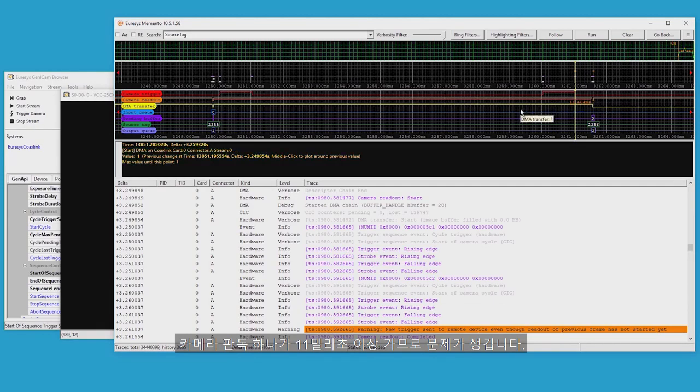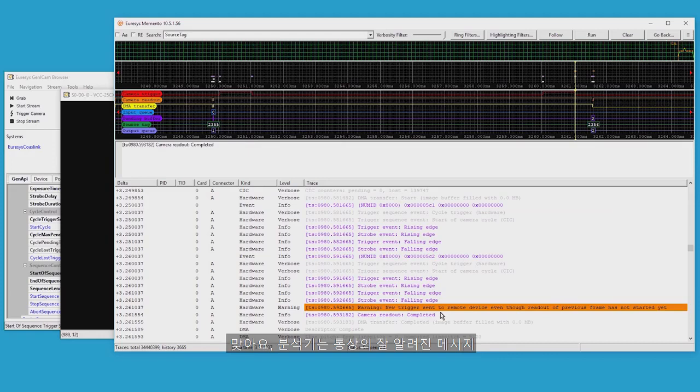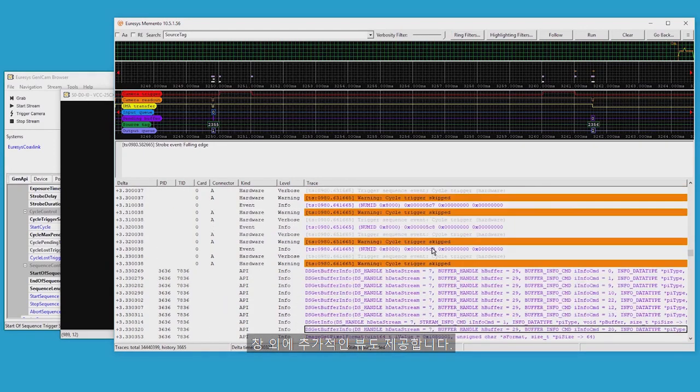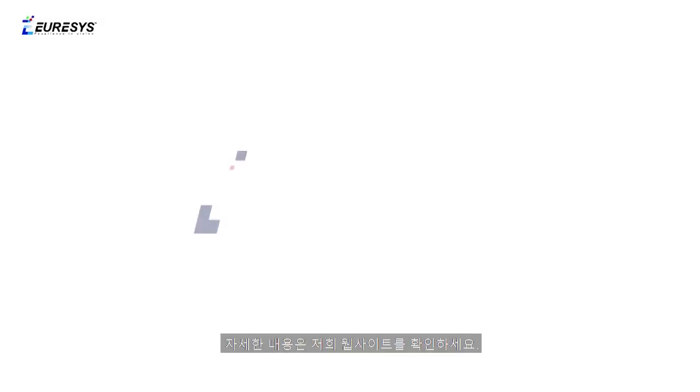That's really interesting. We get a lot of detailed information, sequence and timing information from Memento, the log, and the new analyzer. Yes, right. So the analyzer provides an additional view besides the usual and well-known message window. Memento is free and can be used with Euresys Grablink and Coaxlink cards.